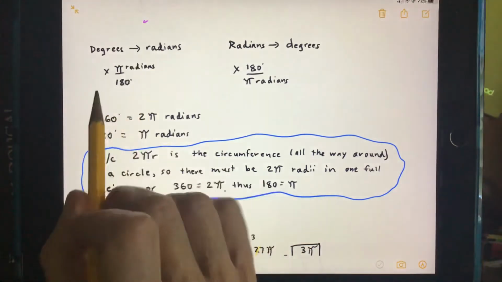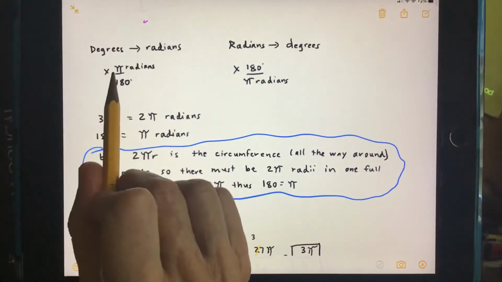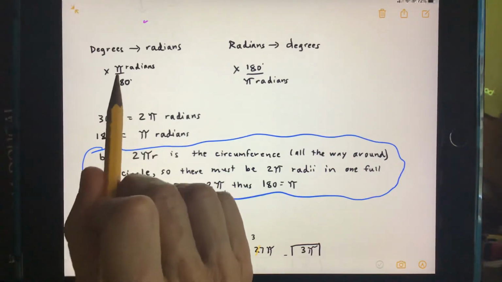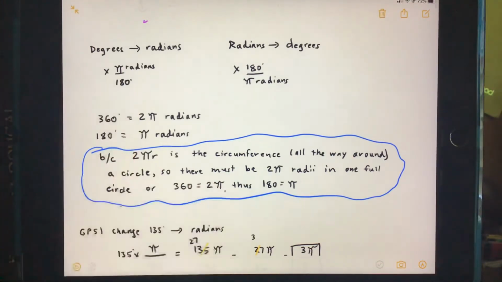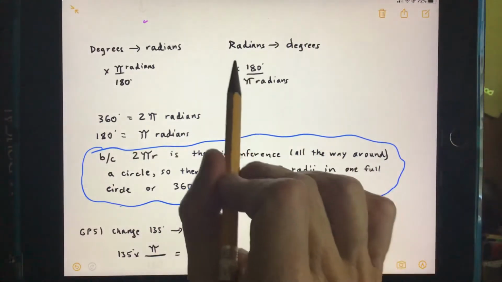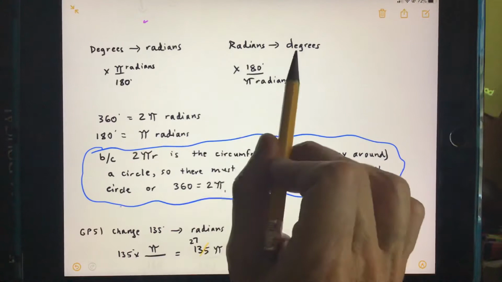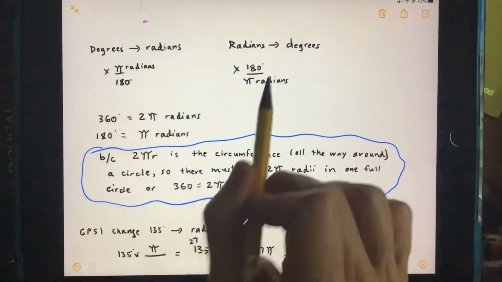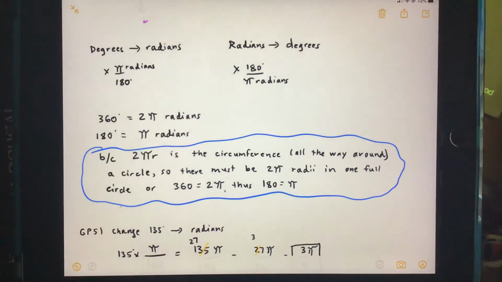But to go from degrees to radians, you're going to multiply your degrees by pi radians over 180 degrees, because these actually measure the same amount. Pi radians is exactly the same amount as 180 degrees, and we'll see why in just a minute. If we have a radian measure for our angle and we want to get back to degrees, we would multiply by the reciprocal of what we saw over here, 180 degrees over pi radians.